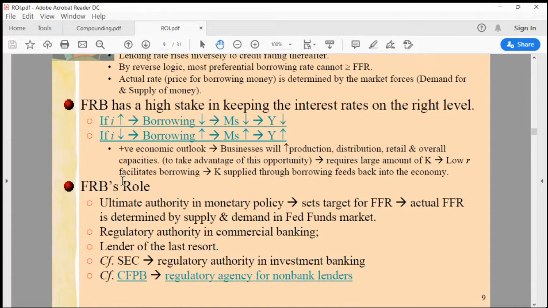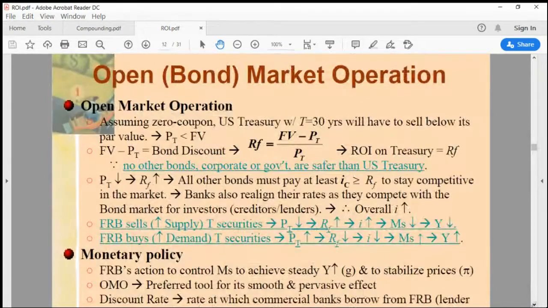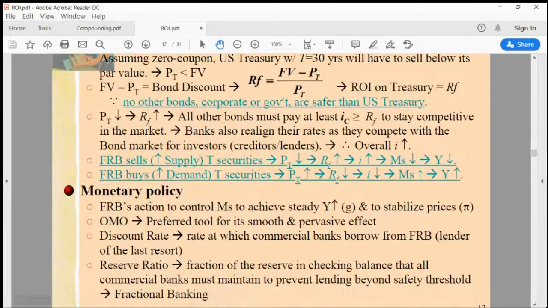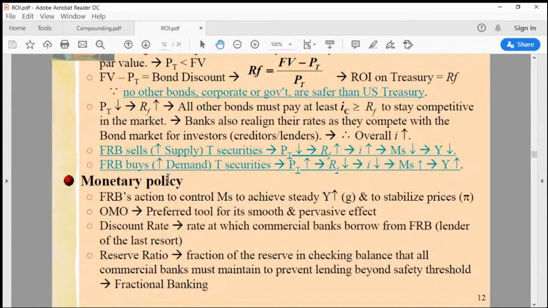Of course, there are two sources of interest rate changes. One is endogenous, the other one is exogenous. Endogenous means it's coming from within the system, from the system itself. Exogenous means from an outside source. Okay, so this diagram is showing you the exogenous cause of change in interest rate, exogenous because the Federal Reserve is intervening.